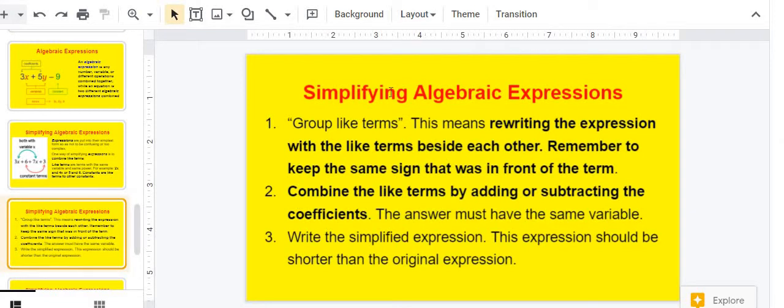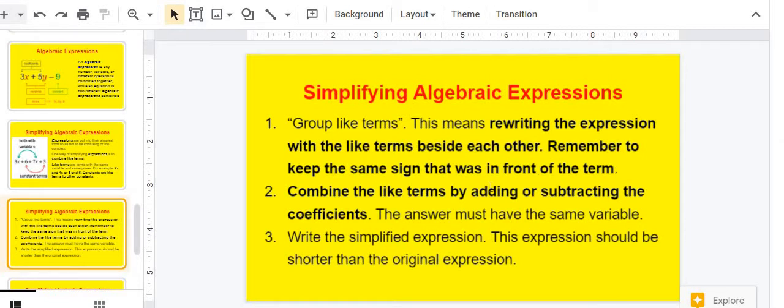These are the steps for simplifying our algebraic expressions. First, we're going to group the like terms. That means we're going to rewrite the expression with all of the like terms beside each other. Then remember to keep the same sign that is in front of your term. The sign in front of the term is very important as well. Now we're going to combine the like terms.